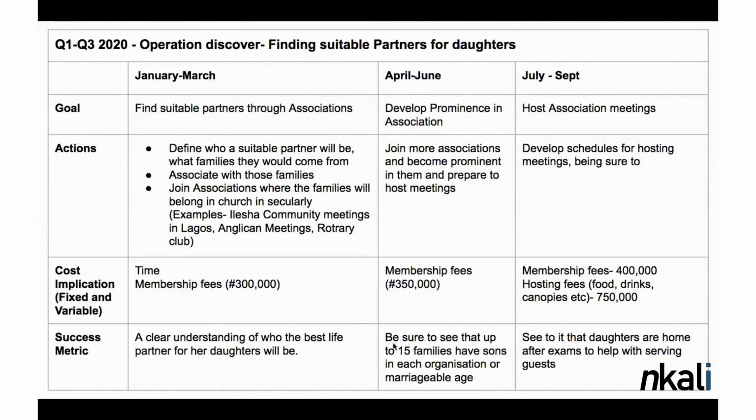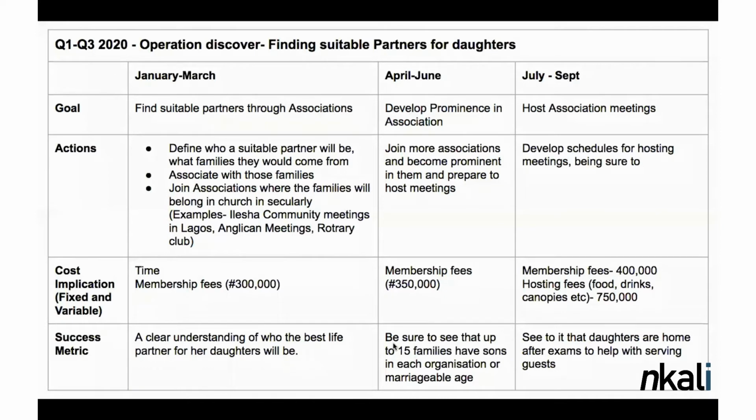And she makes sure she has up to 15 families that have sons in each organization. So something she can do is find organizations where, oh wow, everybody in this association in church, their children are less than 10 years old. I'm going to leave these associations. I'm going to join only associations where the women are about my age and their sons, or the women are older than me.